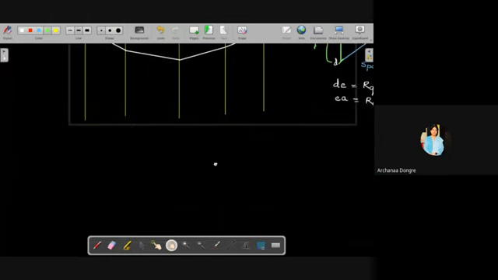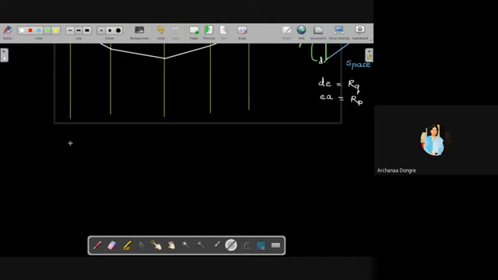Then the second case. Let us see, if this is a beam, and here again it is a simply supported beam. Here there is one point load. This is at some angle, so here it is an inclined load. Let's say this angle is 60 degrees.